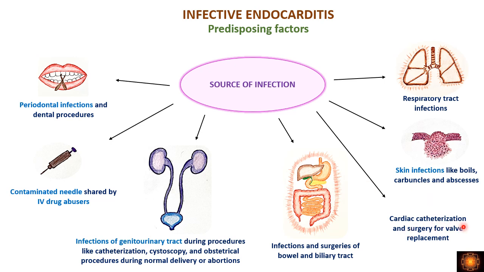Then we have cardiac catheterization and surgery for valve replacement, which can also become a source of infection. Then skin infections like carbuncles, boils, and abscesses also can become a source of infection, and respiratory tract infections. So all these infections and certain surgical procedures which get secondarily infected can become the source of the infection.